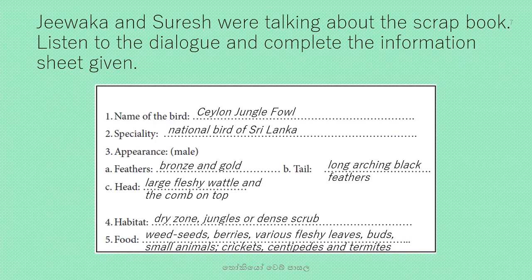Crickets, centipedes and termites. All these are small animals, in the sense that they are small insects, different types of insects. Centipedes means they have 100 feet, and crickets and termites are small insects. So this is the information which you should have found from the dialogue between Jivaka and Suresh, right? Now you know how focused you should be when listening to identify this information. We need to get used to listening to someone and writing down important things, just like we did here.